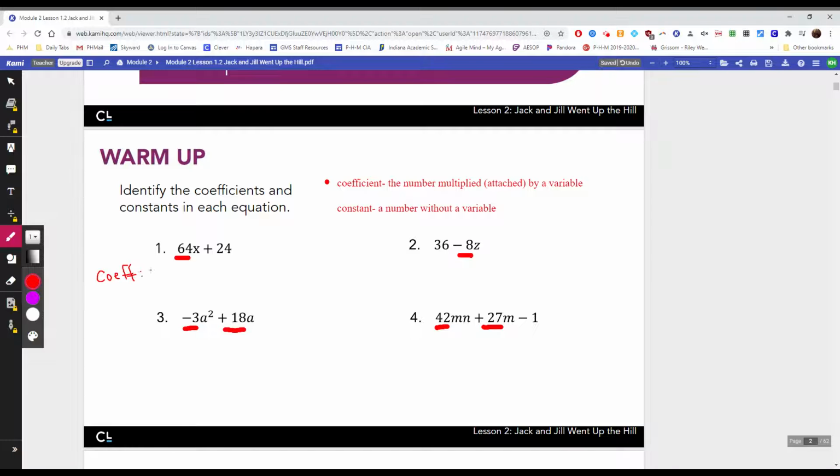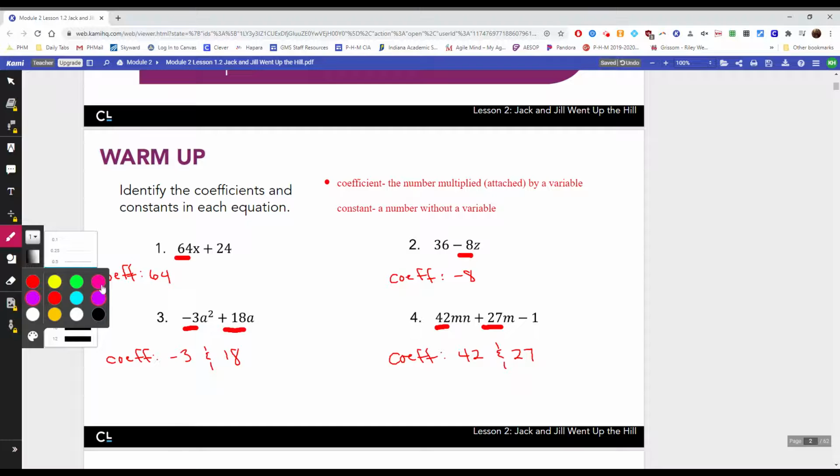coefficient 64 for number 1, -8 for number 2, -3 and +18 for number 3, and number 4, we have 42 and +27.